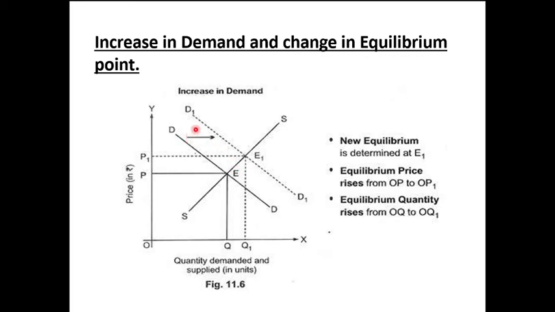Increasing demand curve means rightward shift of demand curve. You know this one. But one of the basic factors you should know is that the equilibrium point is a point where the demand and supply curves intersect. Supply curve is this one. This is the supply curve where demand and supply curves intersect.